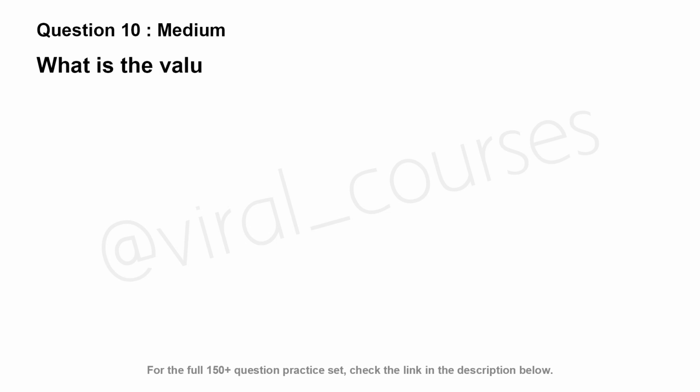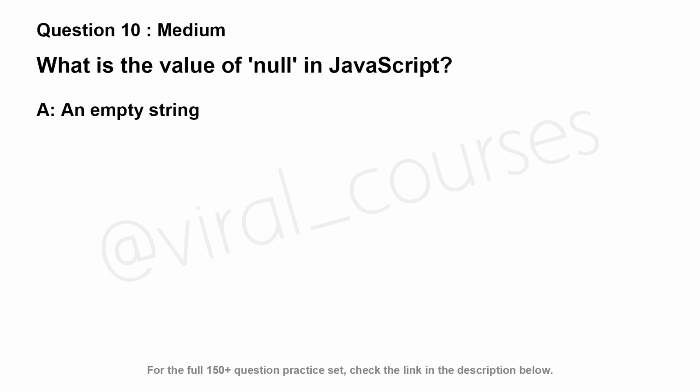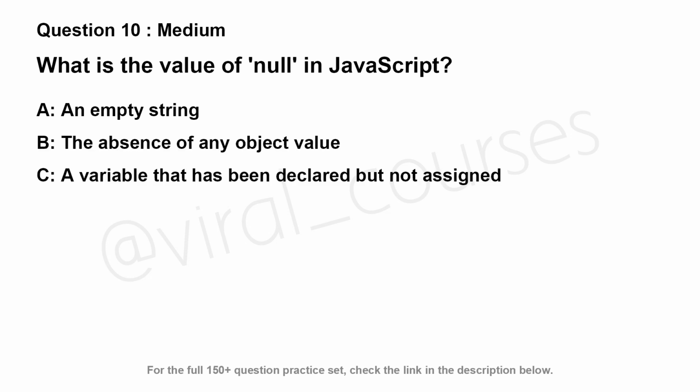What is the value of null in JavaScript? Option A, an empty string. Option B, the absence of any object value. Option C, a variable that has been declared but not assigned. Option D, 0.